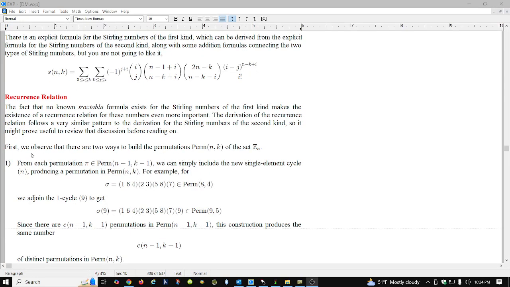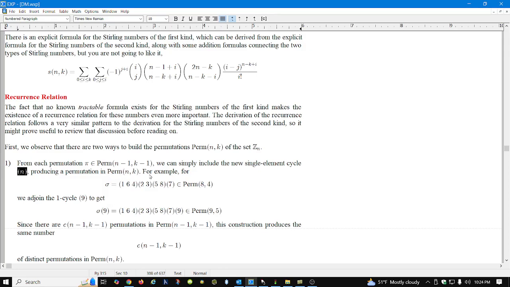So we first observe that there are two ways to build permutations in this set perm n comma k. These are permutations of Zn that have exactly k cycles in their cycle decomposition. One way is to start with a permutation of size n minus 1 that has k minus 1 cycles and simply toss in one cycle containing what's missing from Zn minus 1, which is the integer n.